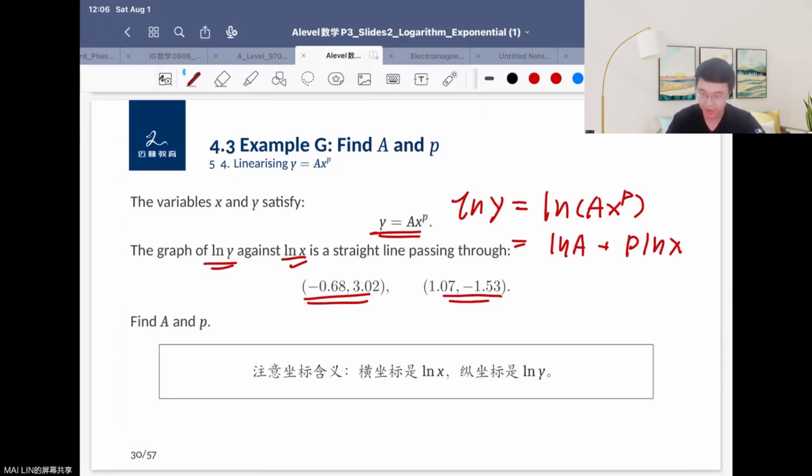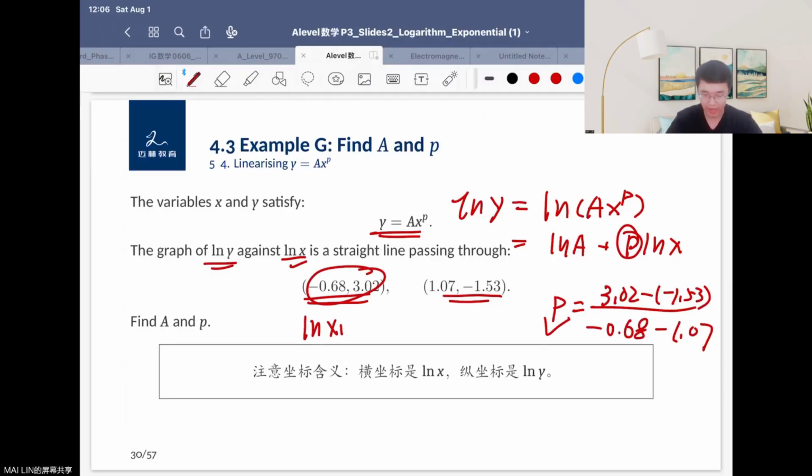If we want to calculate the gradient p, we use p equals 3.02 minus negative 1.53 over negative 0.68 minus 1.07. That is the gradient p. After we calculate p, because we have 1 point, log x1 and log y1, we can put it into this function, and since we already know p, we can calculate log a. Then using a calculator, you can calculate exactly the value of a. That is for this kind of problem.